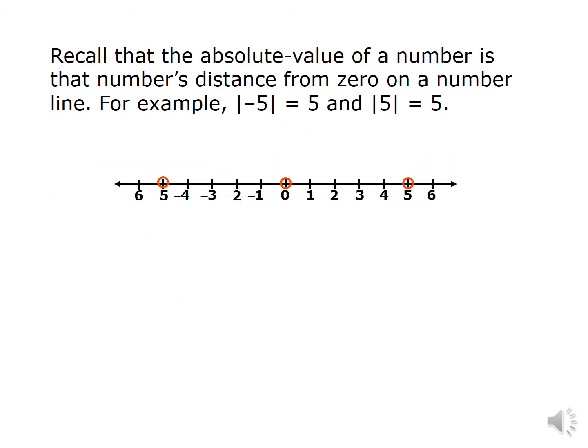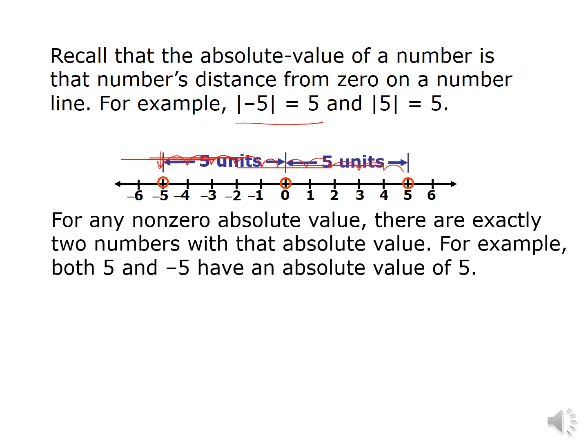But first we're going to go back and remember that the absolute value of a number is its distance from 0. For example, the absolute value of negative 5 is 5 because it's 5 from 0. And the same with positive 5. The distance is 5 from 0. For any non-zero absolute value, there are exactly two numbers with that absolute value. For example, both 5 and negative 5 have an absolute value of 5. So both 3 and negative 3 have an absolute value of 3, and so forth.